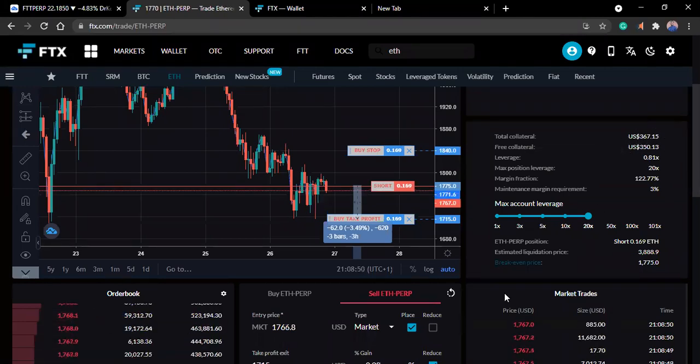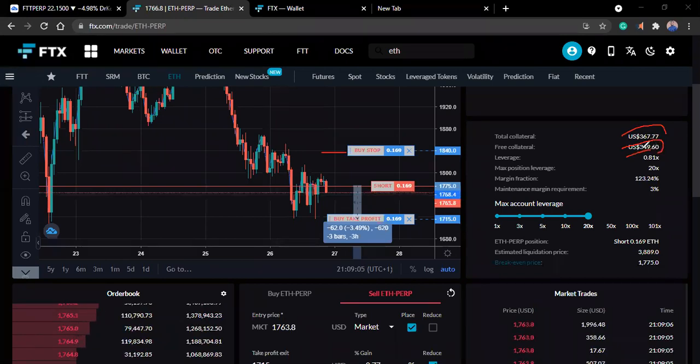Now, you see that I only entered a trade where the stop loss is $10 and they removed $10 out of my total collateral, and this is my remaining free collateral. Once I have used all this collateral, meaning I've entered many trades, and they've removed $10, $10, to a point that I don't have any free collateral anymore. Okay, let's see.